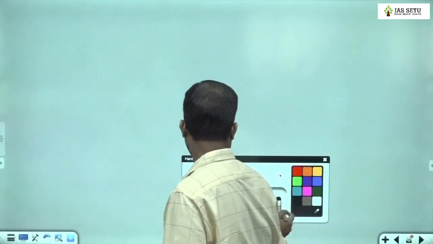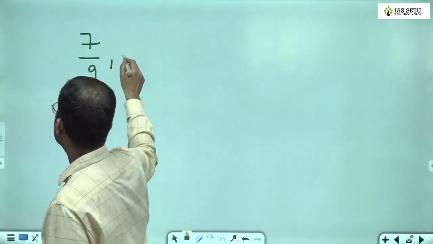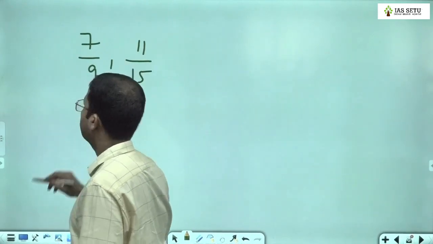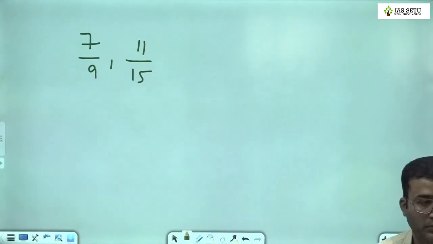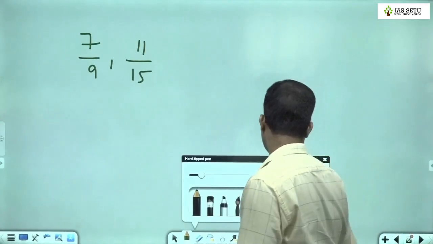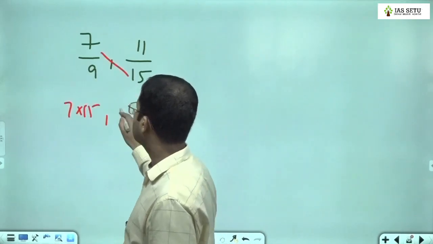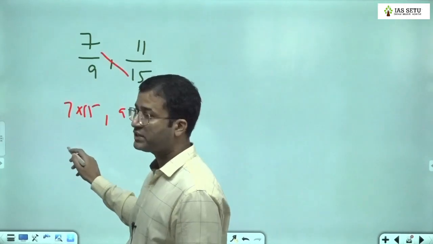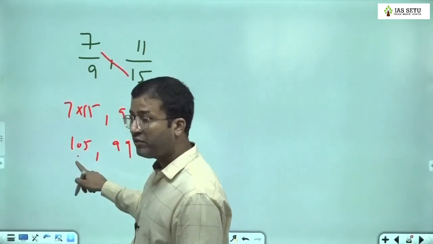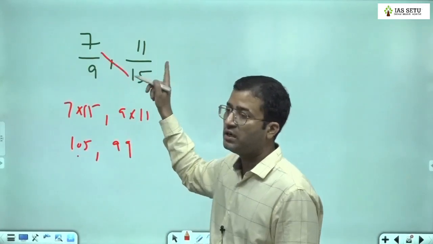Take your time. 7 by 9, 11 by 15. Which one is larger? 7 by 9. Cross multiply 7 into 15 and it is 9 into 11. What is 15 7s? 105. This is 99. 105. If left side value is larger, left fraction is larger. If right side value is larger, right fraction is larger.